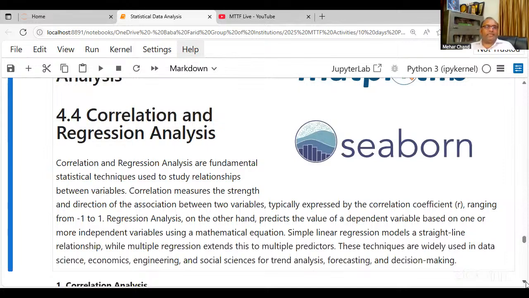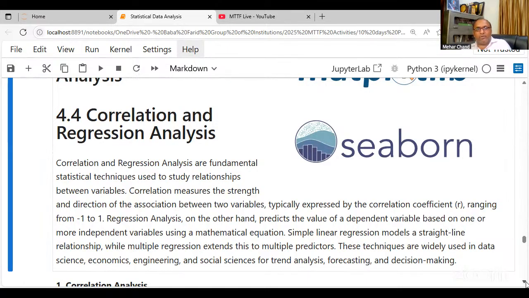So correlation and regression analysis are fundamental statistical techniques used to study relationships between variables. Correlation measures the strength and direction of the association between two variables, and is typically expressed by the correlation coefficient R, or we can use the rho sign. So we know the correlation coefficient always lies between -1 and 1. If the value is very close to or equal to -1, the relation is negative. And if it is very close to positive 1, then the relation between the two variables is positive.